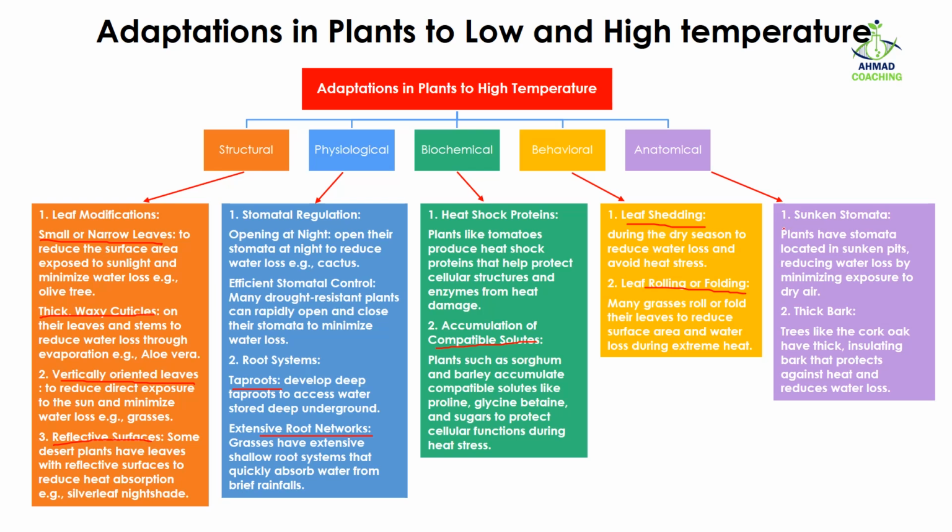They have sunken stomata so that they can prevent the water loss through stomata, as well as they have thick barks to provide a protective covering against heat and to reduce the water loss. So that was our lesson on adaptations in plants to low and high temperature.